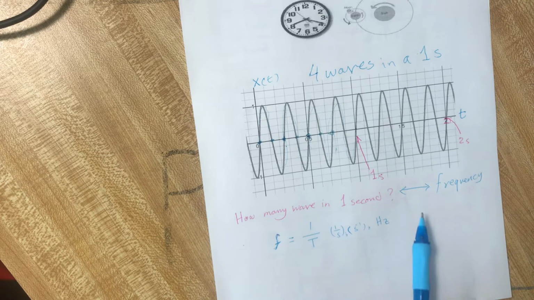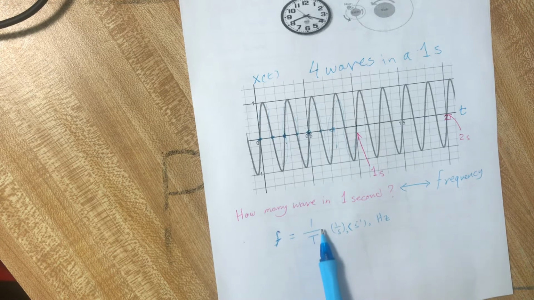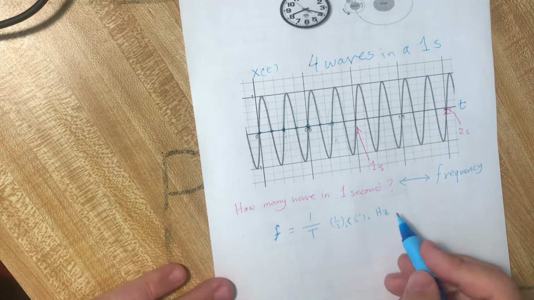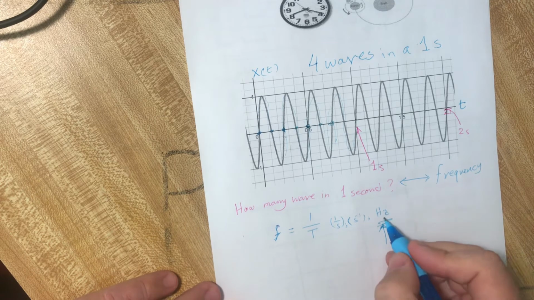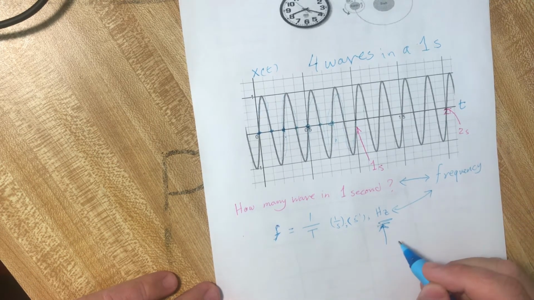This number of waves in a second is called frequency. So the frequency, f, is equal to 1 over T, the number of times per second. And its unit is 1 over second, or second to the minus 1, or hertz. If you hear this unit in a radio station or something like that, it is hertz. This is the unit of the frequency.